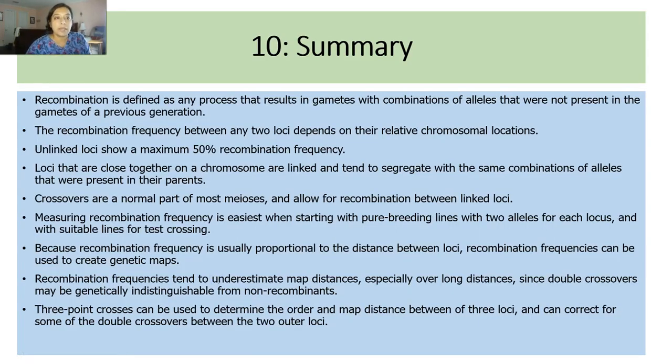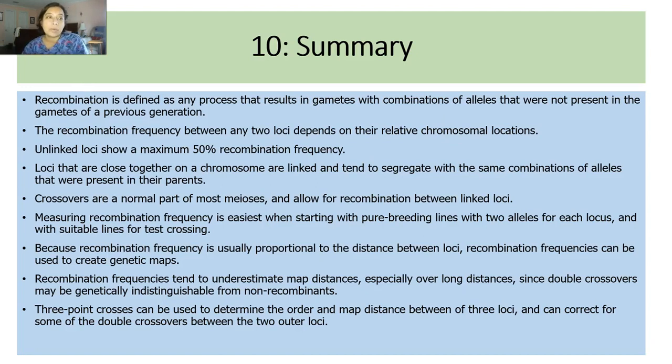So just to summarize, recombination is defined as any process where your combination of alleles is not the same as one of the parents. The recombination frequency between any two loci is going to be dependent on their position on that particular chromosome. If they are not linked, if they're far away on the same chromosome, or if they're on different chromosomes, it is going to show a maximum of 50% recombination frequency, which follows Mendelian genetics rules. Loci that are very close together on chromosomes are going to be linked, and they are going to give you recombination frequencies lower than that.